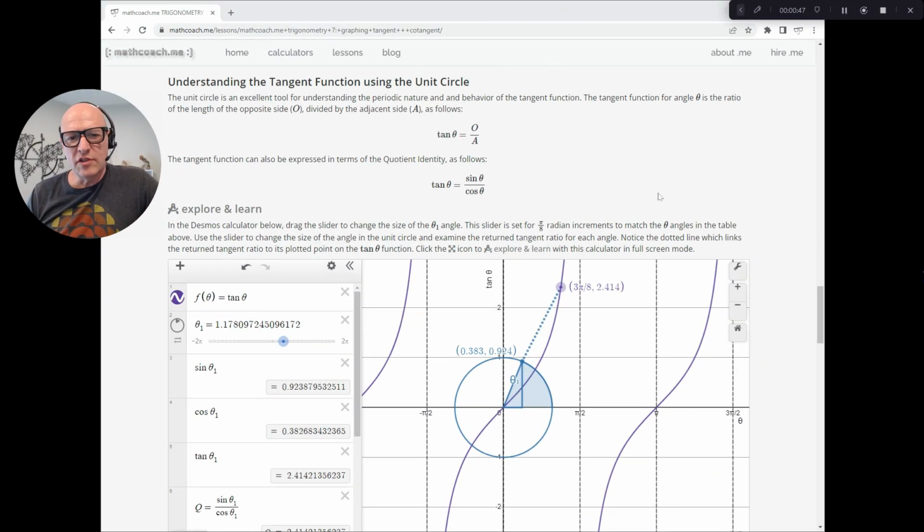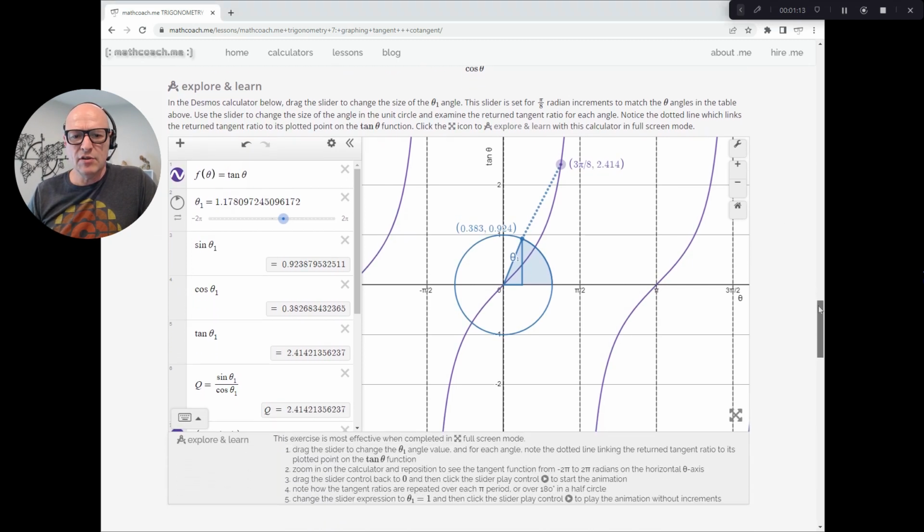Once again, we can use the unit circle to better understand the tangent function and how it's graphed. We know that the tangent of an angle theta, tan of theta, is equal to the length of the opposite side divided by the length of the adjacent side. And we can also express that using the quotient identity. Tan of theta is equal to sine of theta over cosine of theta. So let's explore that using this Desmos calculator.